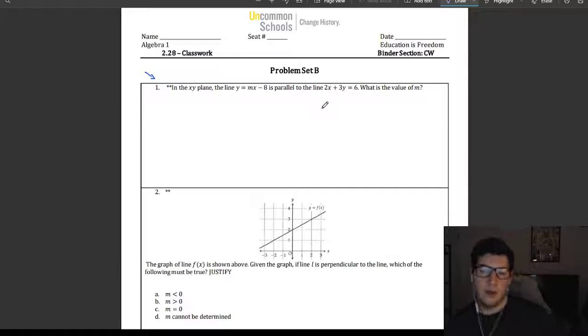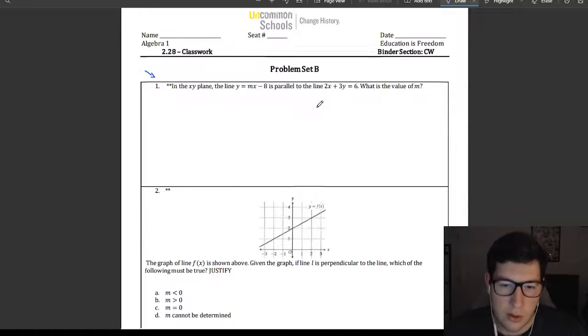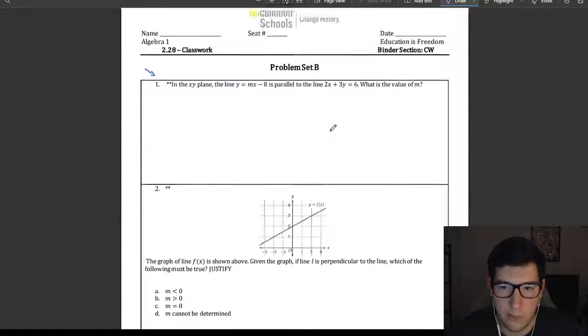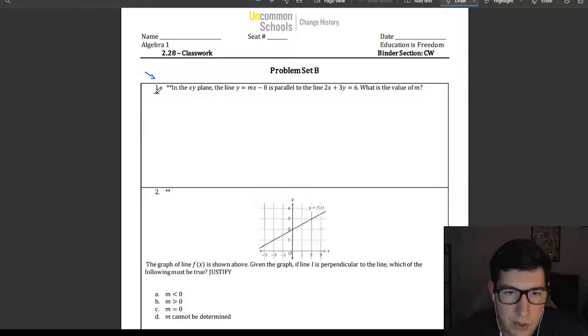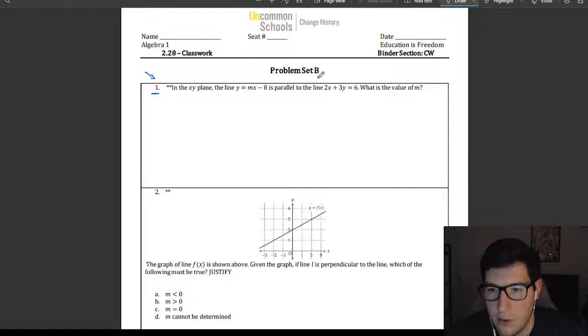All right, so we should be back together. Hopefully you and your partner were able to make it through a decent amount of problem set B. But really quickly, I want to go over number 1, and then I'm going to let you move on to your exit ticket just for the sake of time. So number 1 says that in the xy plane, the line y equals mx minus 8 is parallel to the line 2x plus 3y equals 6. And we want to know, what is that value of m?